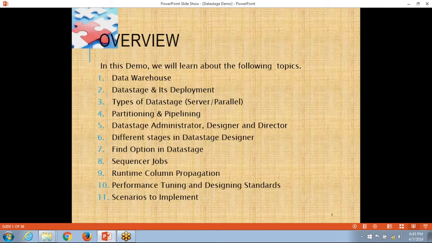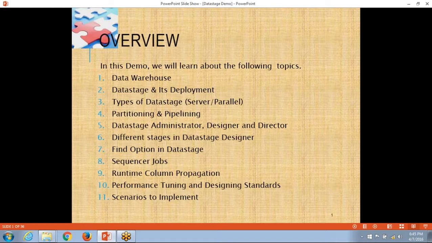And here we'll be covering all the stages: file stages for reading a file, development or debug stages, database stages, and processing stages. All the different stages that are available, we'll be discussing in this stages development.